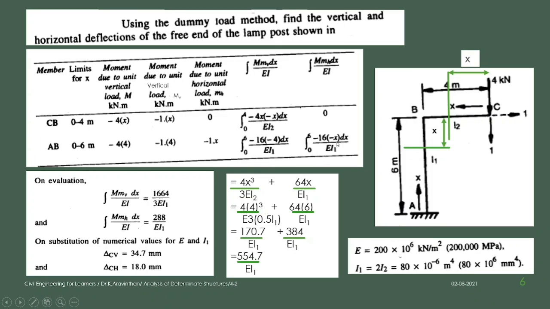And now if you need the horizontal deflection, you can integrate this term. So 16x square you will be having, and the upper limit will be 6, and you will be having 16 into 6 square divided by EI1. If you apply the limit, you will be getting 288 divided by EI1, and we know the E and I1 values. If you substitute, you will be getting 18 mm as the horizontal deflection. So due to the 4 kilonewton, the point C deflects horizontally by 18 mm and deflects vertically by 1 mm.